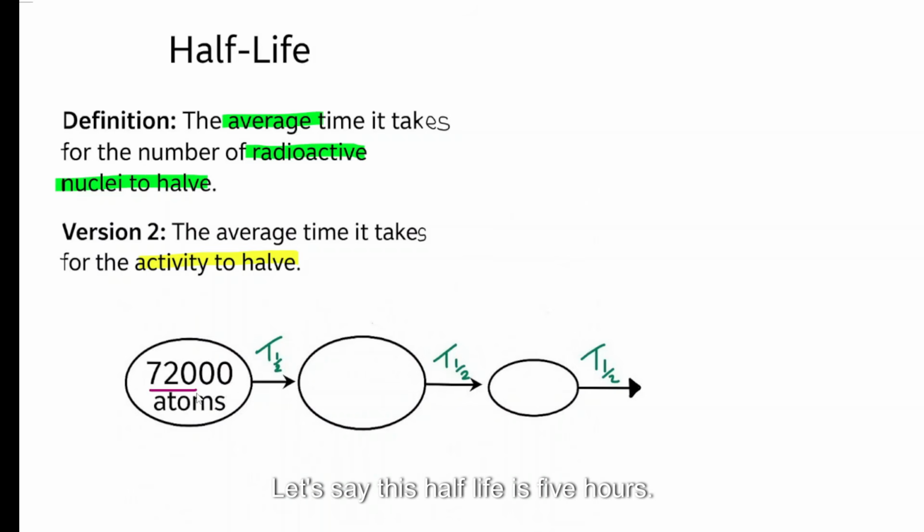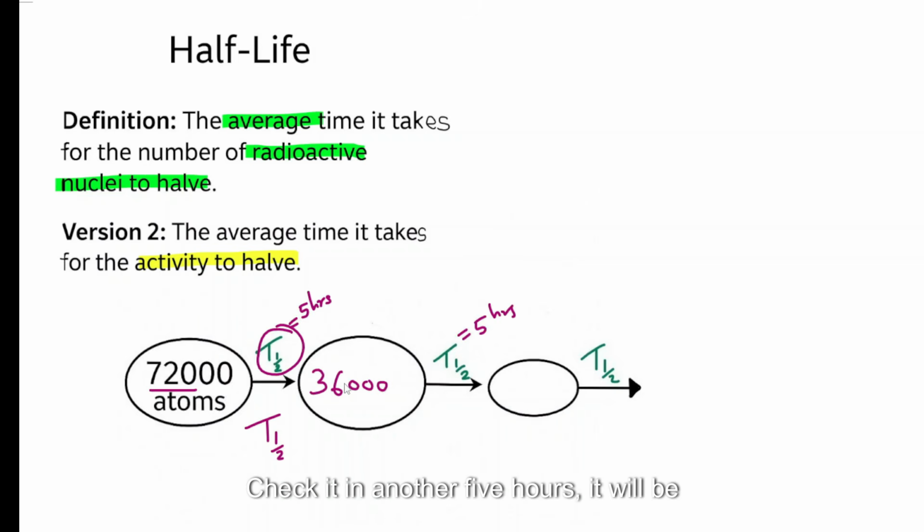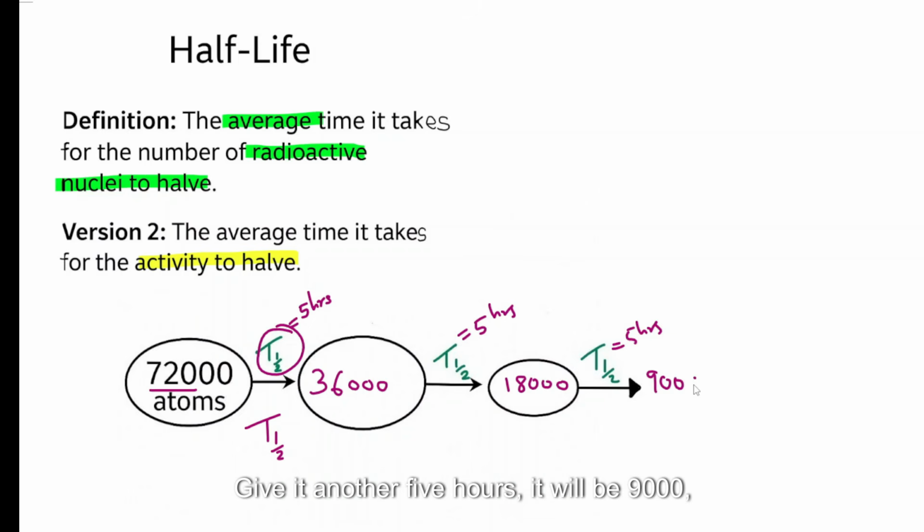Let's say this half-life is 5 hours. So if you check in 5 hours, the number of radioactive atoms will be half of 72,000, which is 36,000. Check it in another 5 hours, it will be half of 36,000, which is 18,000. Give it another 5 hours, it will be 9,000. Another 5 hours, 4,500, so on and so forth.